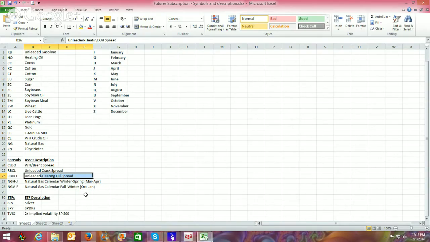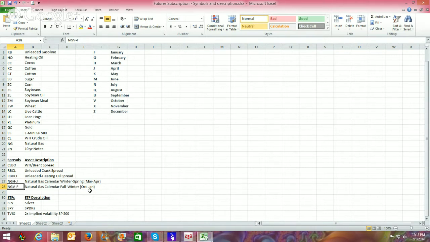Yeah, basically, here's what it is. These are calendar spreads in natural gas, and they're seasonal spreads too. So this is a winter-spring spread. This HJ is a winter-spring spread. It's the March-April, and then this is the fall-winter spread.